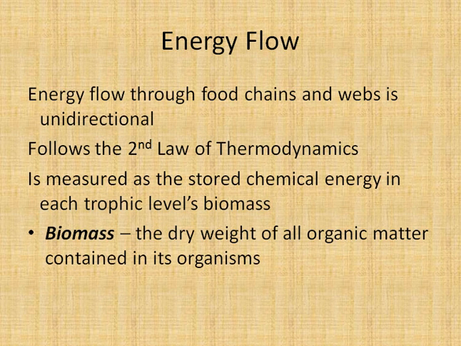So when we talk about energy flow through food chains and food webs, it is always described as unidirectional, moving in one direction. It also follows the second law of thermodynamics, and energy flow is measured as the stored chemical energy in each trophic level's biomass. Biomass is the dry weight of all organic matter contained in its organisms. So, this stored chemical energy is the energy stored in the bonds between all of the different atoms used to create the various different organisms in the trophic levels.